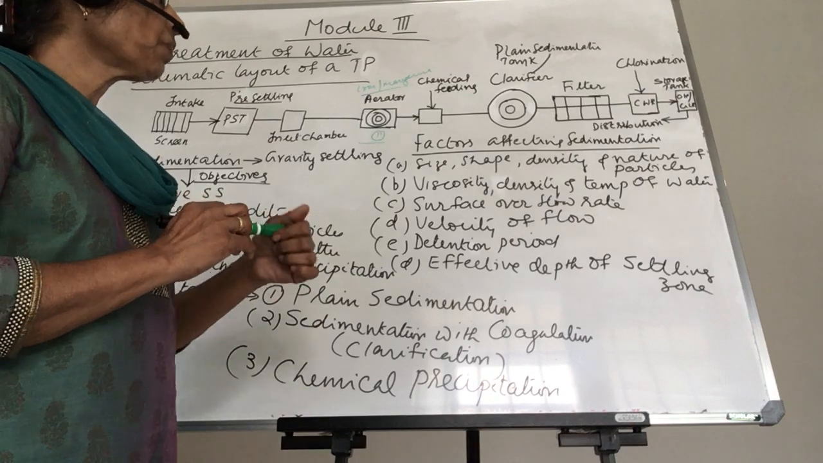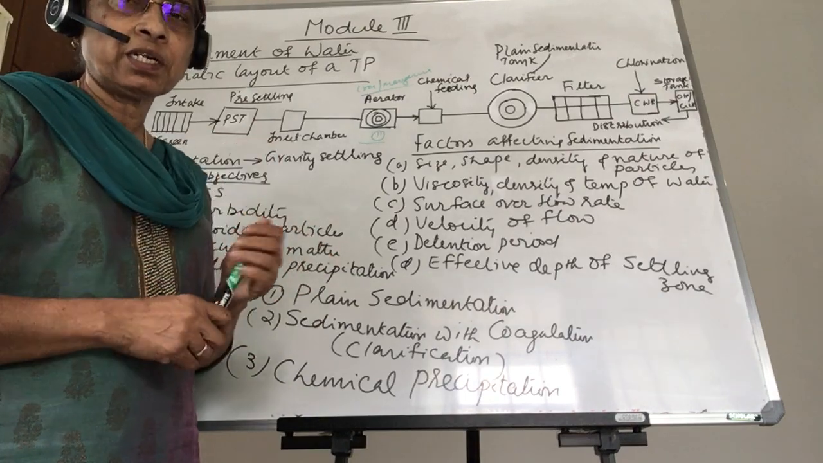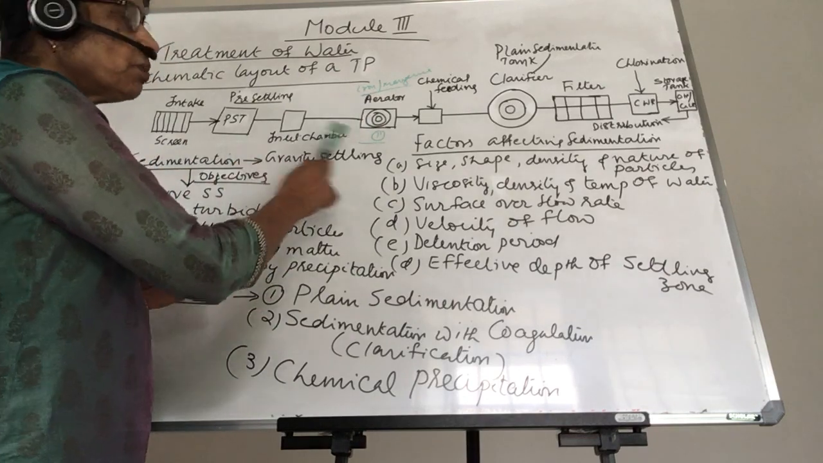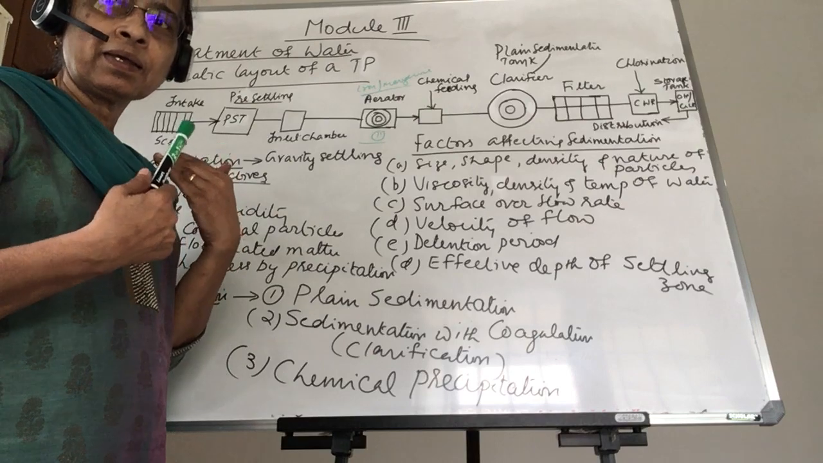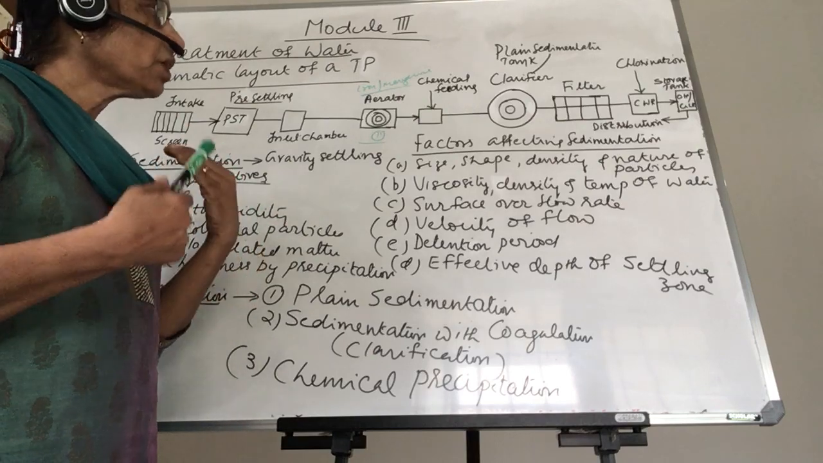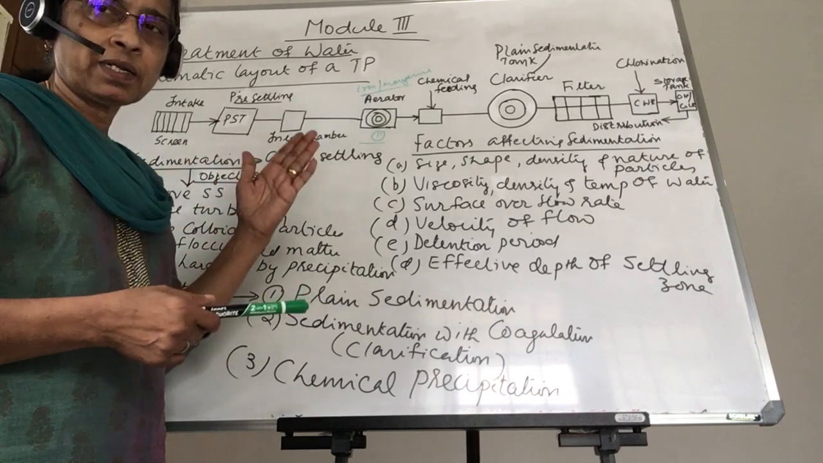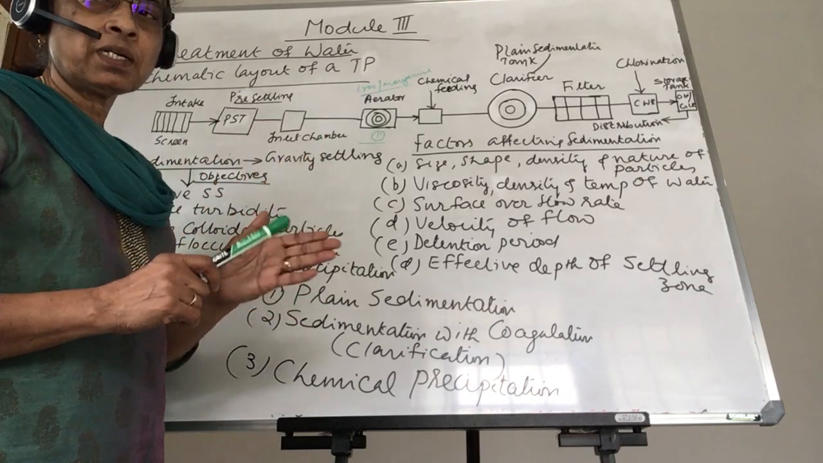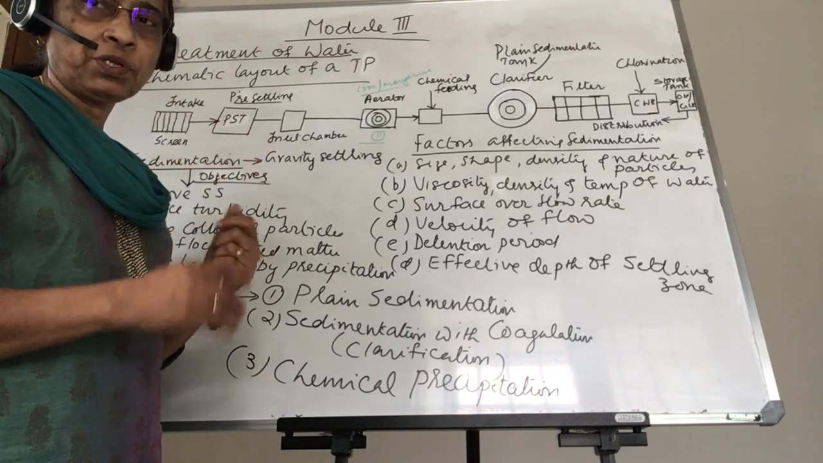So usually the aerator is recommended or provided in conventional treatment units to remove the foul smell or any dissolved gases. And if iron is in excess, we recommend an aerator. So the aerator is considered as the common or conventional first treatment unit.